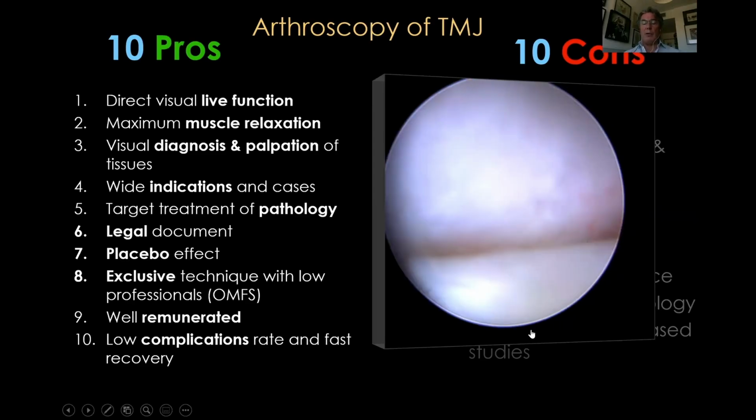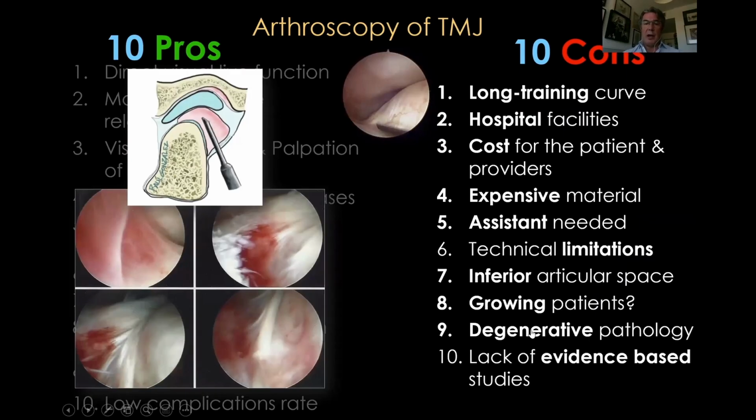On the other hand, of course, there are some cons of this technique, inconveniences, for example, the long training curve. We need some hospital facilities. We need a higher cost for the patient and the providers. We need expensive material. We need an assistant. We have some technical limitations, for example, the inferior articular space, growing patients, and degenerative pathology, and also we have a lack of evidence-based studies.